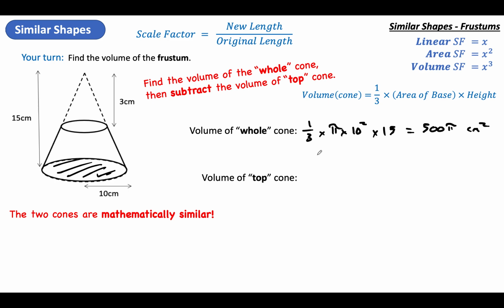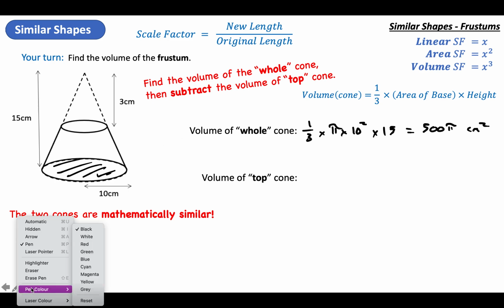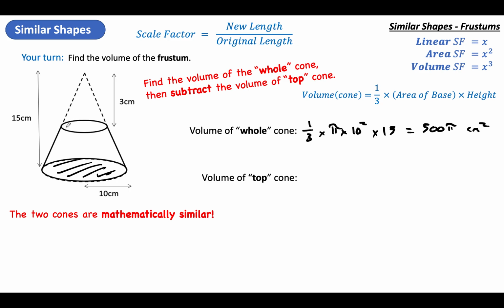And the volume of the top cone. Let's change pen colors, because there's the base of my top cone there. And it's going to be 1/3 times the area of the base, so that's pi times the radius squared. No radius again, but they are mathematically similar cones. So let's use the lengths of the main height and the small height to give us a scale factor of 5, right? So the large cone has lengths which are 5 times bigger.